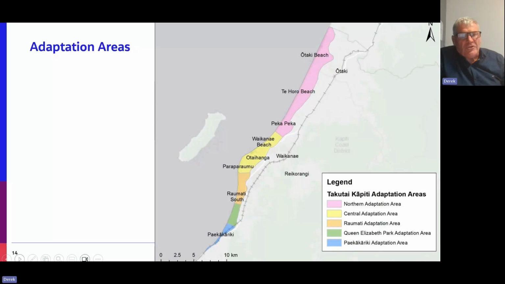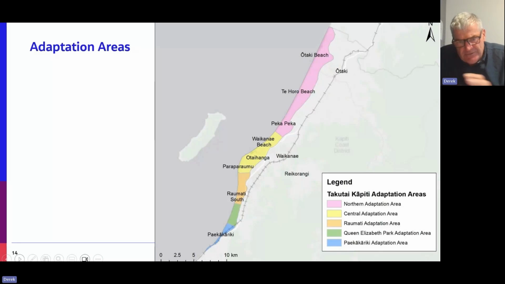So how have we looked at that? How have we then put all this information together to look at how we might adapt, and what are called adaptation pathways, which are really how we might manage these coastal hazards as they evolve and get worse over the next 100 odd years? What sort of actions might we take?